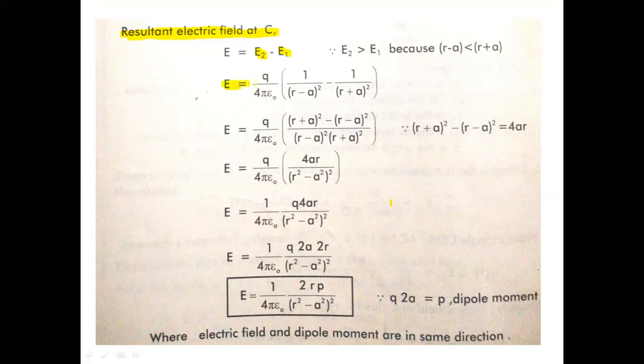Capital letter E is equal to Q divided by 4 pi epsilon naught. I am subtracting both. First I have taken E2. Since in both of the terms 1 divided by 4 pi epsilon naught is the common term, I have taken it out, and the rest of the things I have written. I am not going to drag this, since you are familiar with the mathematical steps, you just have to understand this. So here we have taken out the LCM, so this step will become like this. E is equal to Q by 4 pi epsilon naught, R plus A whole square minus R minus A whole square, divided by the denominator. You already know that we have taken LCM here.